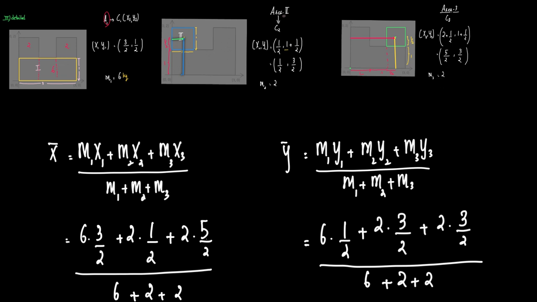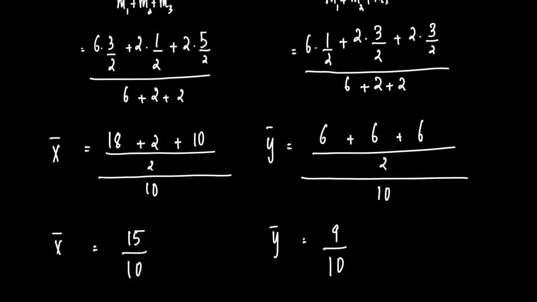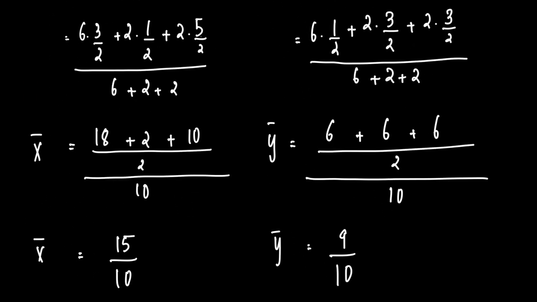Similarly, for the y coordinates it becomes 6 into 1 by 2, plus 2 into 3 by 2, plus 2 into 3 by 2. Denominator being m1 plus m2 plus m3, which is 6 plus 2 plus 2, which of course, being a ratio, would cancel out to give the answer as 1. Anyway, so now we have 6 into 3 as 18, 2 into 1 is 2, 5 2 is 10, so 10 plus 18 is 28 plus 2 is 30, 30 by 2 is 15. 6 plus 6 is 12 plus 6 is 18, 18 by 2 is 9. So we have x bar is equal to 15 by 10 and y bar is equal to 9 by 10.